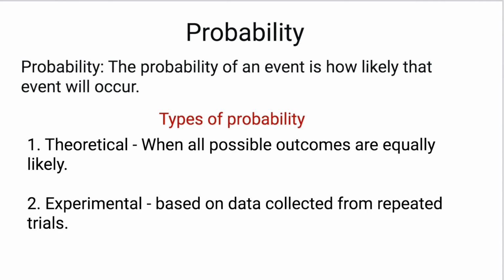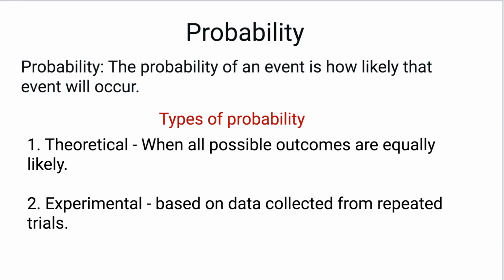So let's start off with understanding the definition of probability and the different types of probability. The probability of an event, something that you're interested in, is how likely that event will occur. Another way to think about it is what are the chances of that event occurring? So we use probability, a numerical measurement, to tell us how likely that event is going to happen. And there are two ways that we look at probability. One way is theoretical probability and the other is experimental probability.